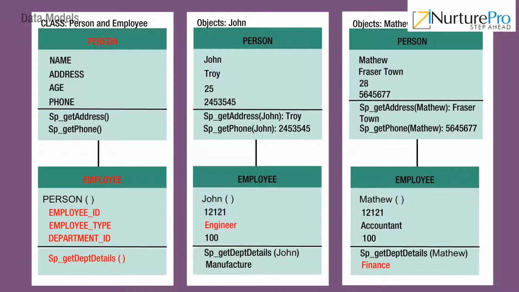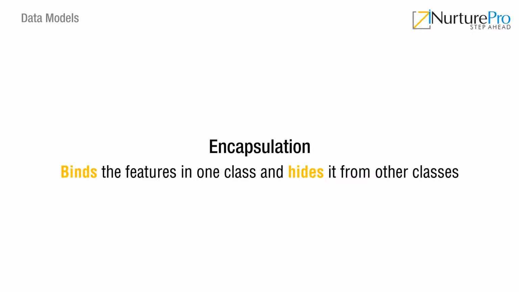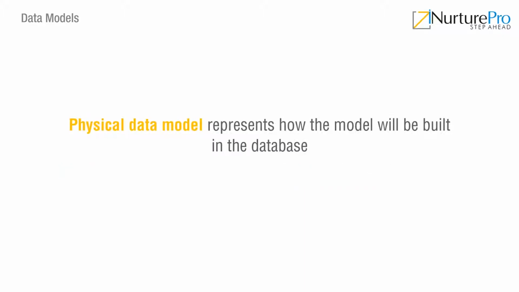Here, we can observe that the features of person class are available only if another class is inherited from it. This feature of object-oriented data model is called encapsulation, as it binds the features in one class and hides it from other classes. Now, let us look into the physical data model.